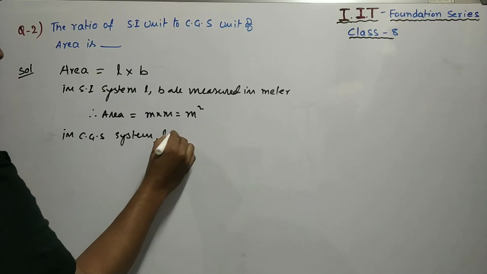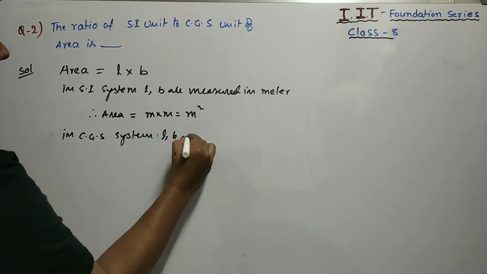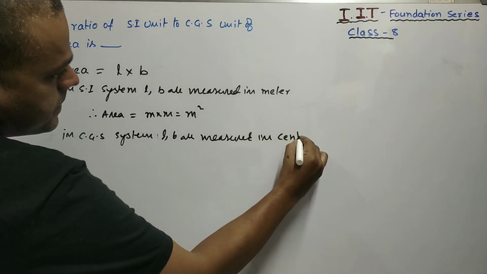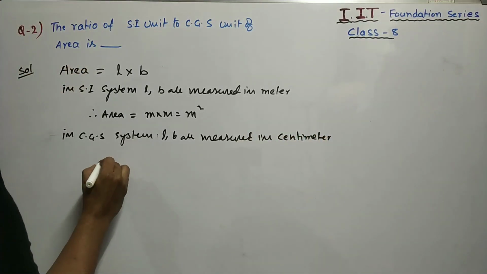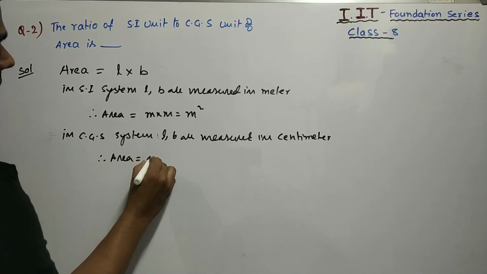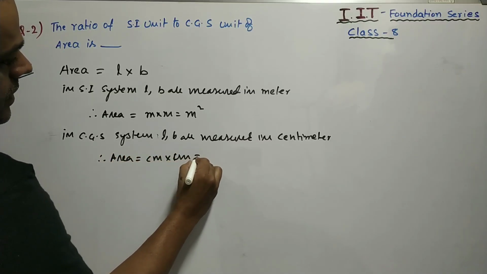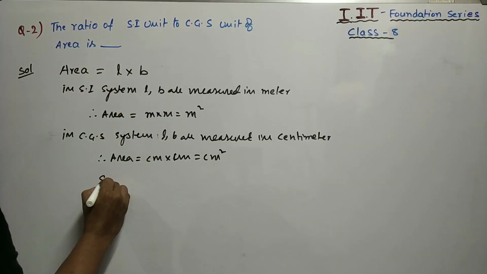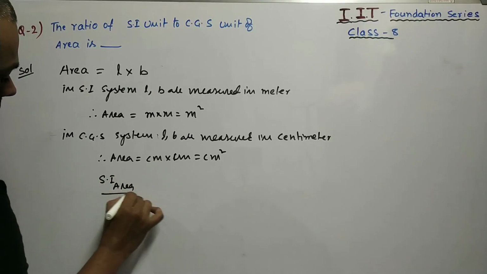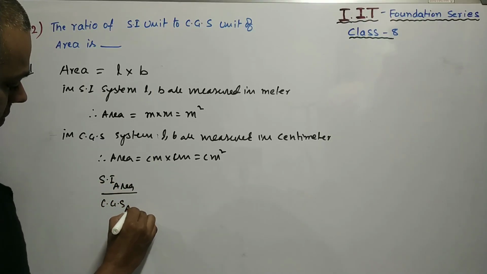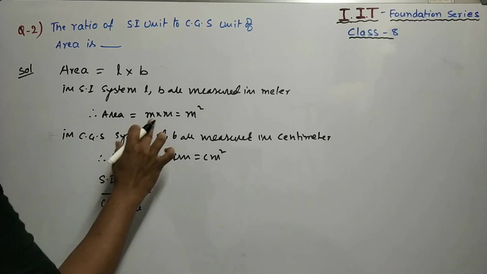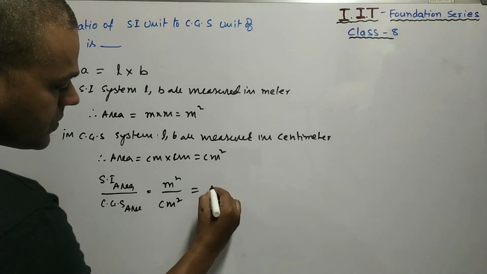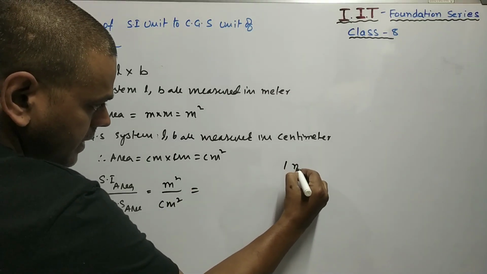Same physical quantity, area, in the CGS system: length and breadth are measured in centimeter. Therefore area is equal to centimeter into centimeter, equal to centimeter square. What is being asked? The ratio of SI unit to the CGS unit. That means SI unit of area to the CGS unit of area. In SI, area is meter square. In CGS, area is centimeter square.